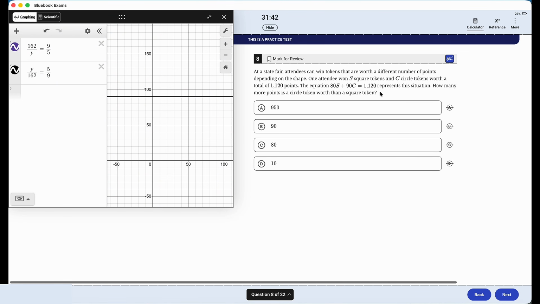Next one, 8. A state fair, attendees can win tokens that are worth different amounts of points depending on the shape.